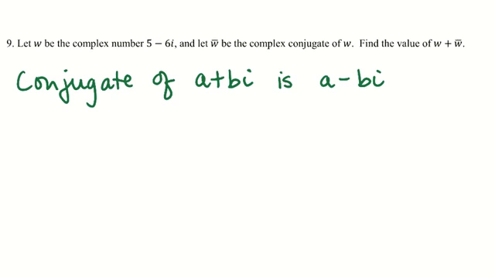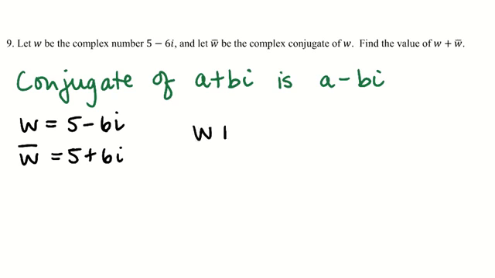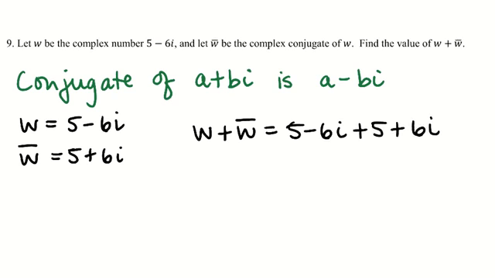So if w equals 5 minus 6i, then w bar is going to be 5 plus 6i. And if I add them together, that'll be 5 minus 6i plus 5 plus 6i. That ends up being 5 plus 5 is 10, plus no i's. So it's just 10.